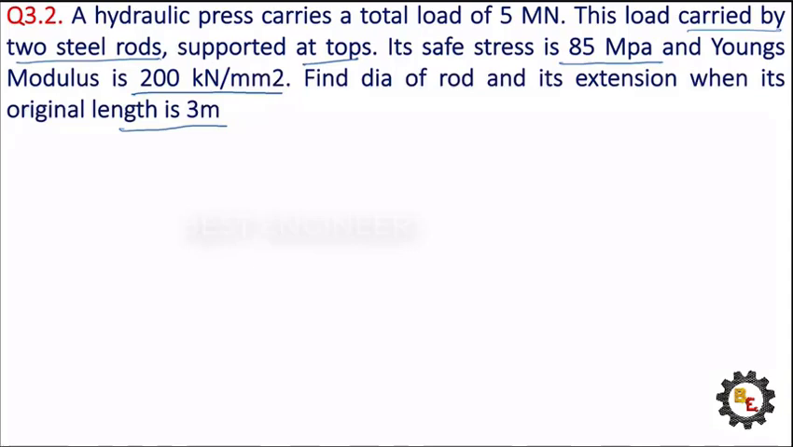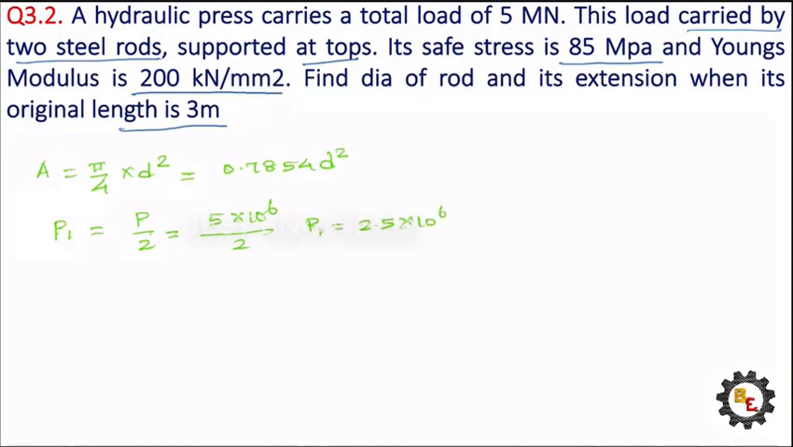Now let's find the area. Area equals pi by 4 into d square, so 0.7854 d square. Here two rods are carrying the load, so the single rod load P1 equals P divided by 2, which is 5 meganewton, 5 into 10 power 6 divided by 2. So single load equals 2.5 into 10 power 6 Newton. This load is carried by a single rod.